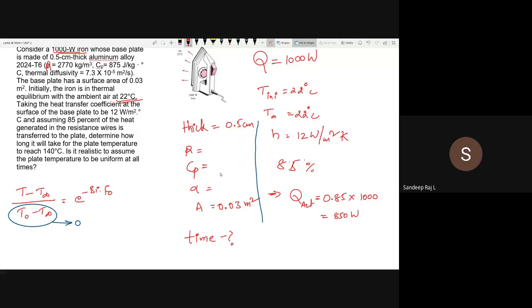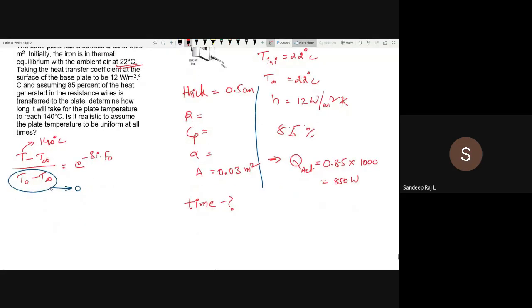Time is what it is asking for, and the temperature of the plate to reach, that is this T, is given as 140 degrees centigrade. The temperature in the numerator is given as 140 degrees centigrade. If that is the case, how are you going to solve for time? First thing, let us discuss how to handle this denominator 0. You have to eliminate this 0 here.